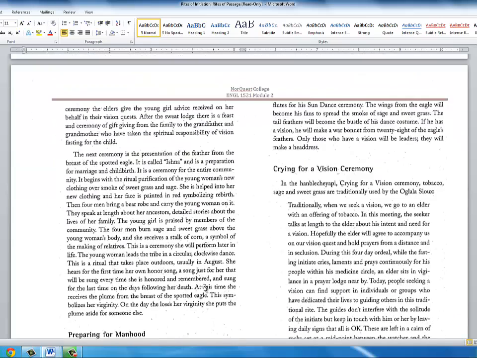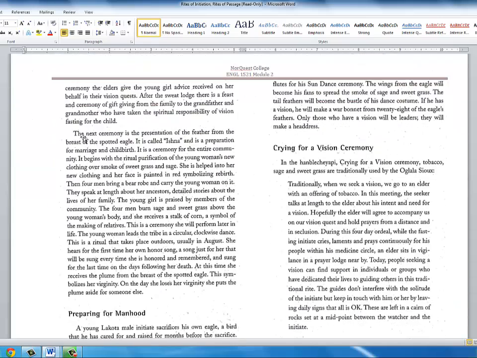All right. Last paragraph. The next ceremony is the presentation of the feather from the breast of the spotted eagle. It is called Ishna, and it is a preparation for marriage and childbirth. It is a ceremony for the entire community. It begins with the ritual purification of the young woman's new clothing over a smoke of sweetgrass and sage. She is helped into her new clothing and her face is painted in red, symbolizing rebirth. Then 4 men bring a bear robe and carry the young woman on it. They speak at length about her ancestors, detailed stories about the lives of her family.